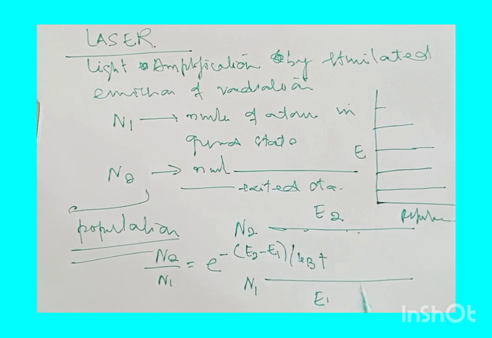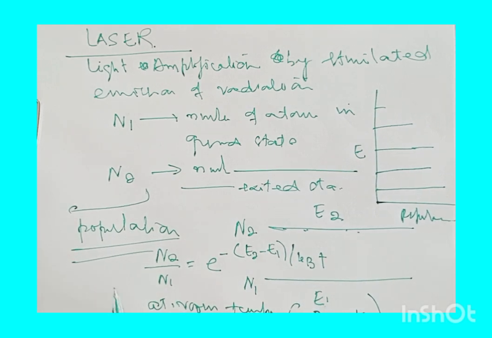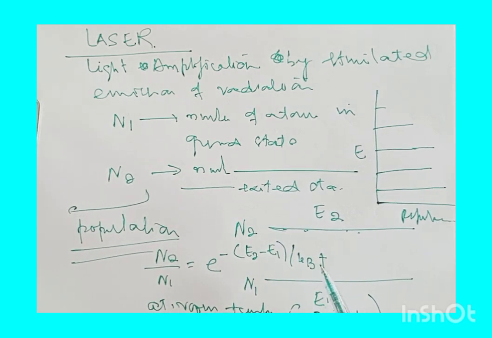So at room temperature, on an average, let us think about 300 Kelvin, the number of atoms in the higher energy state is very small as compared to the number of atoms in the ground state, the low energy state.